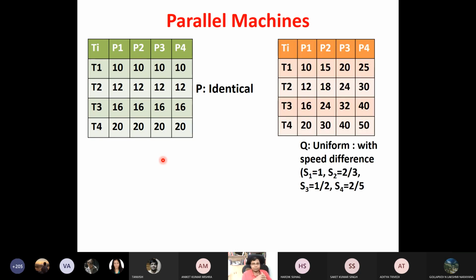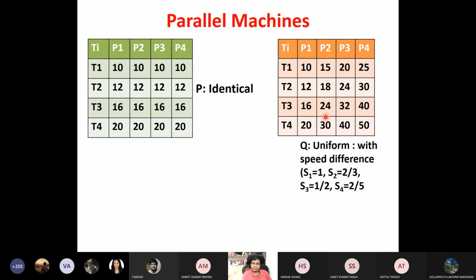Whenever I say uniform, it means the machines are the same, but they are different in terms of speed. Suppose this is machine 1, processor P1, and these are tasks T1, T2, T3, T4. T1 executes on P1 in 10 units of time. Whenever you execute on P2, the execution time depends on the speed of P2. They are identical, but they are different in terms of speed.